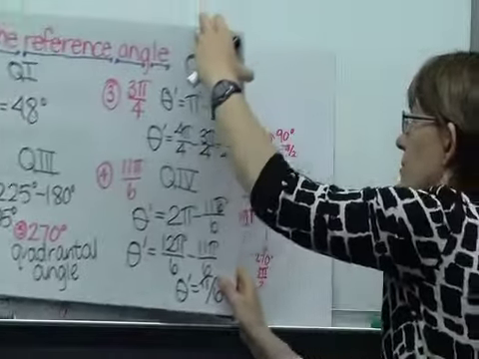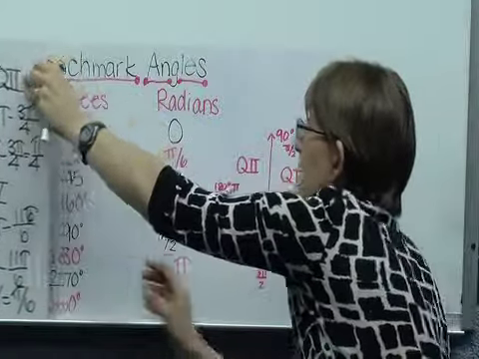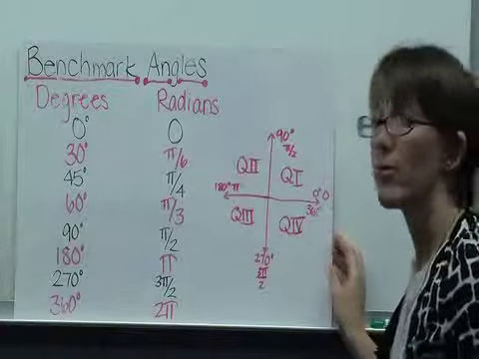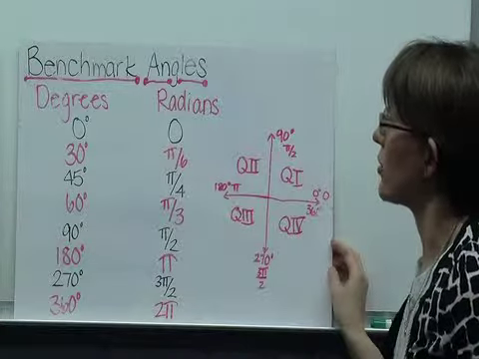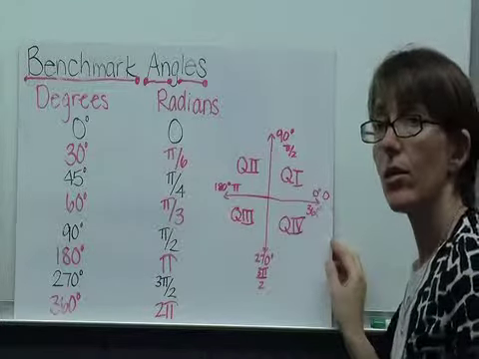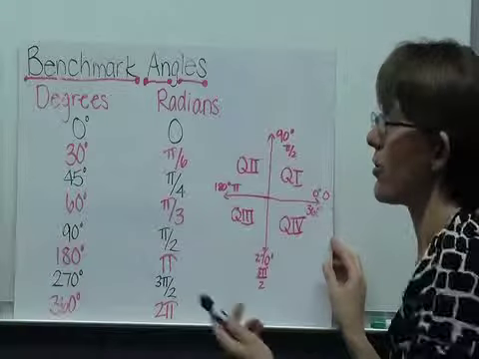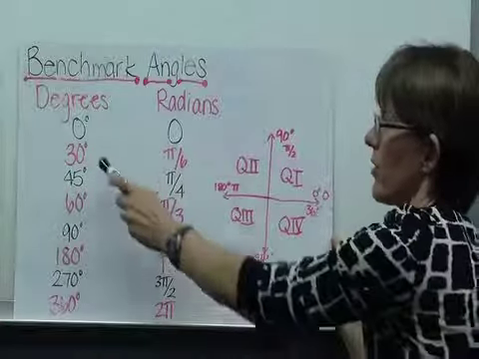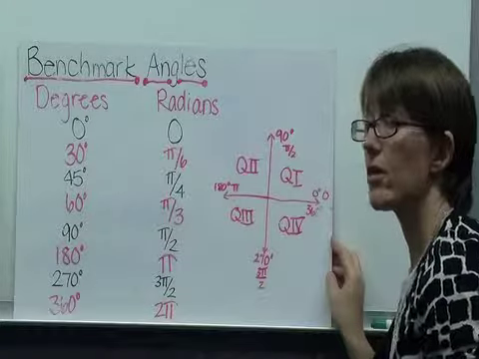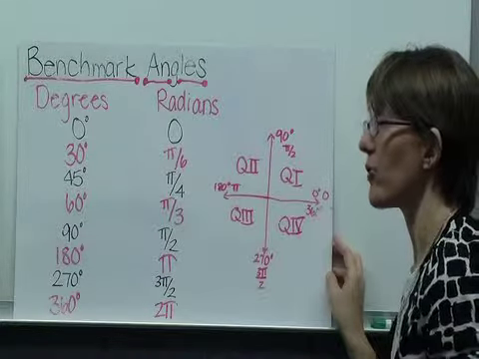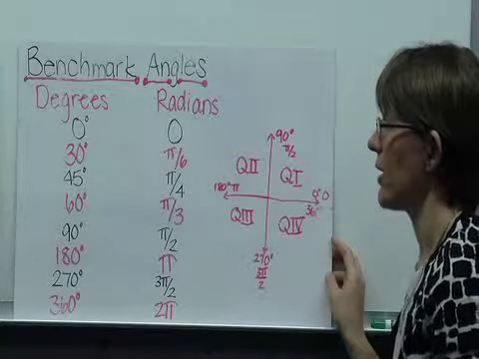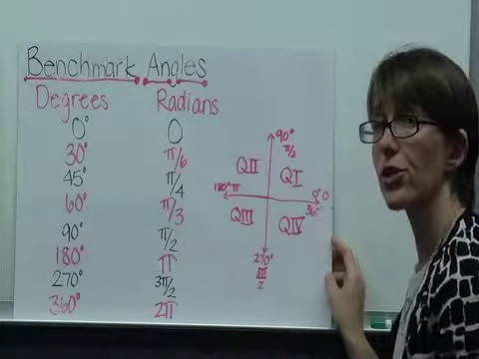And in our final slide, I just want to give you some benchmark angles. It's worth it to memorize these. In degrees and radians, often you have to go back and forth, so it's useful to know 0 degrees is 0 radians, 30 degrees is pi over 6, 45 is pi over 4 radians, 60 degrees is pi over 3, and 90 is pi over 2.